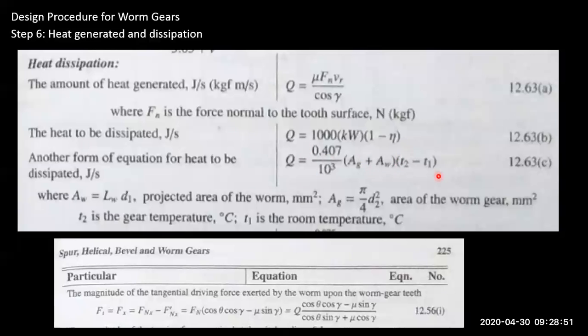So T1 will take as some room temperature, and T2 is the temperature which is generated during the operation of the gear. So if this temperature T2 is greater than T1, okay, that means some amount of cooling is required. So that's how we utilize all these three equations later on and find out whether cooling is required or not. Right.